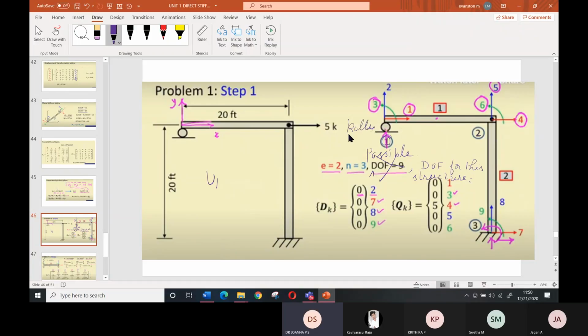Roller. So if you take this, U1 is not equal to 0, because U1 is horizontal, so horizontally it can move, so it is not equal to 0. What about U2? U2 is equal to 0 because vertically it is restrained. It's a roller support.